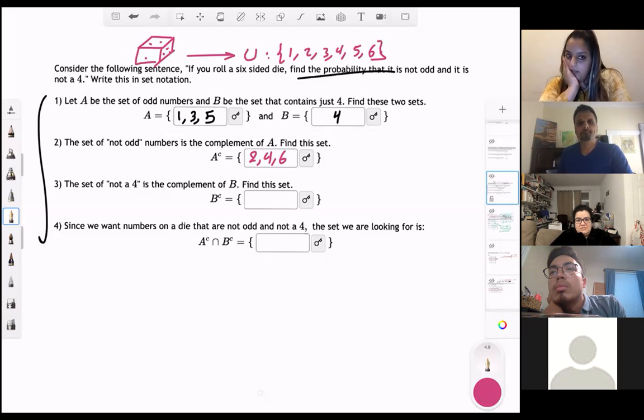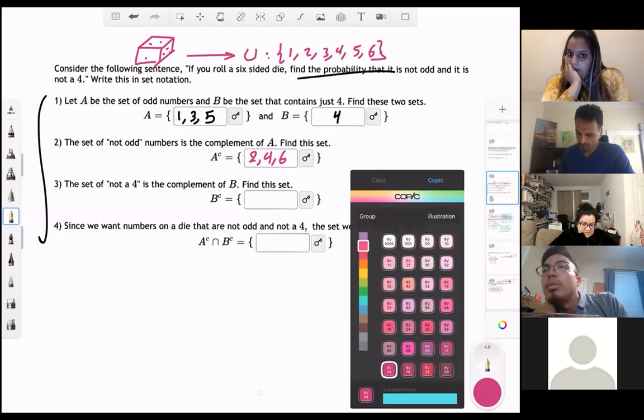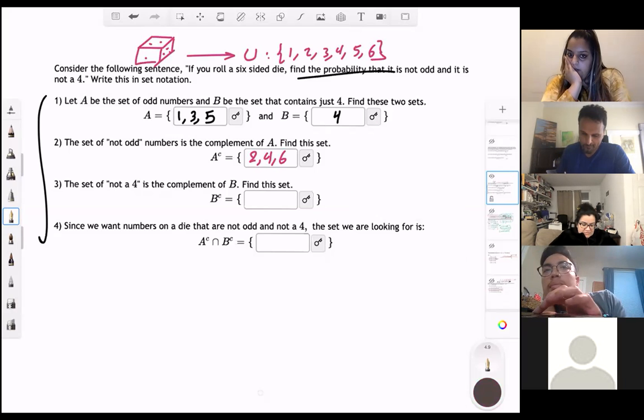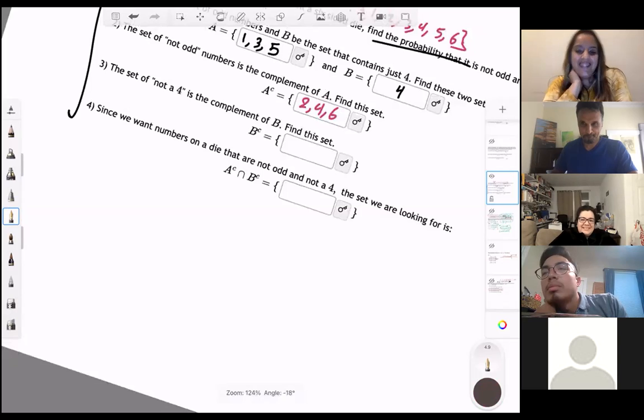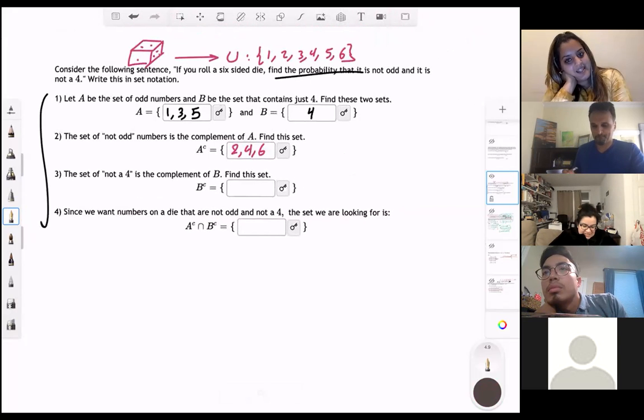What about not a 4? What's the complement of B? Let's ask Ray. Ray, what's the complement of B? 1, 2, 3, 5, and 6. Yes, it will be 1, 2, 3, 5, and 6. We are missing 4.